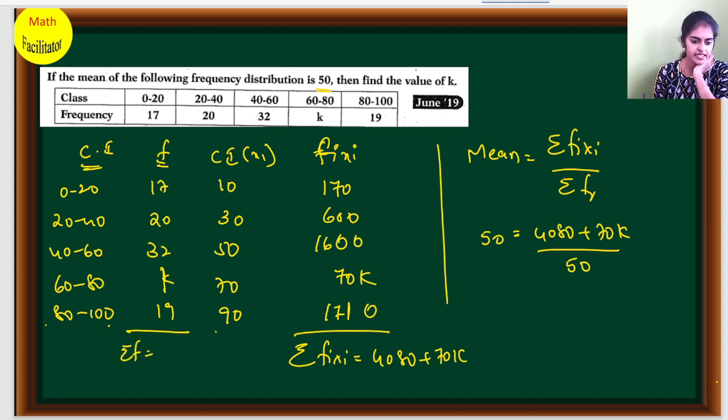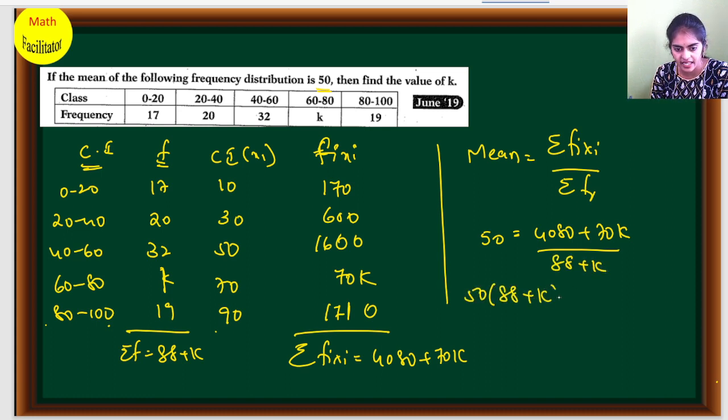క్యాలిక్యులేట్ చేయండి. సిగ్మా ఎఫ్ అంటే 17 ప్లస్ 20 37, 37 ప్లస్ 32 69, 69 ప్లస్ 19, సో 88, 88 ప్లస్ k వస్తుంది. ఓకే, సో mean is given as 50. I'm so sorry, I have taken it wrong. Okay, this is 88 plus k. ఇప్పుడు క్రాస్ మల్టిప్లై చేయండి.